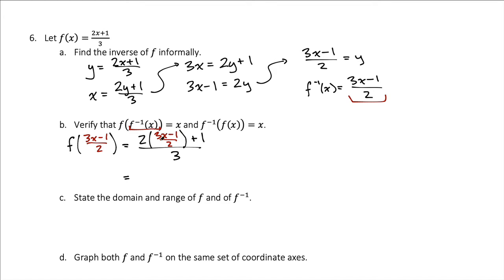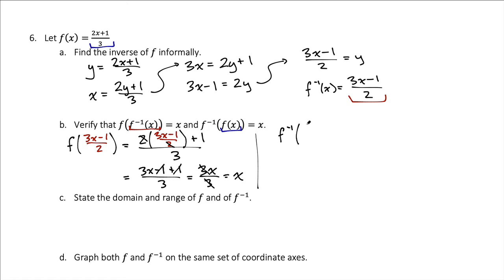Well, 2 times this thing, the 2's will cancel, and we're left with (3x minus 1 plus 1) over 3. Now the minus 1 and the plus 1 cancel. We have 3x over 3. And of course, those 3's cancel and we get x. So we've verified that one. We're good there. For the next one, f inverse of f of x, that's this thing here.